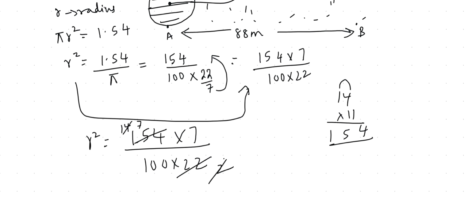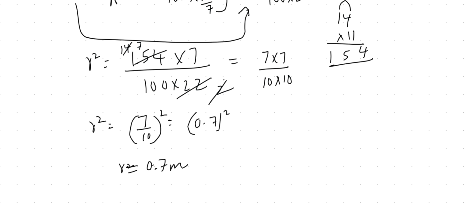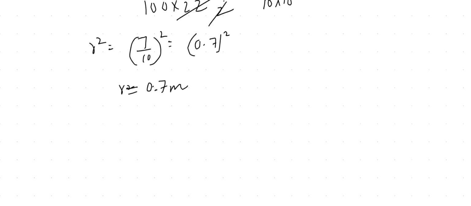So what is r square? 7 into 7 by 100 is 10 into 10, or 7 by 10 the whole square. So r square is 7 by 10 the whole square, or 0.7 square. In other words, what is r? R is 0.7 meters. Okay. So that is 70 centimeters precisely, if you're going to convert to centimeters. So it's a wheel with the radius of 70 centimeters.